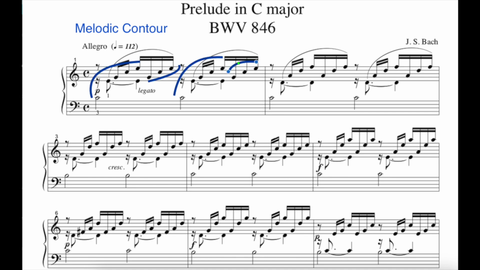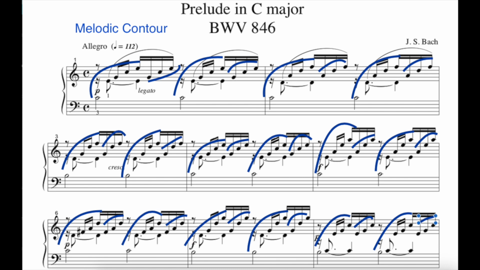If you look at the entire first page of this piece, in fact, 95% of this piece, I would say, there's like 2 measures that divert from it, it follows this exact same pattern of we go up, and then we go up a little bit, and then we start the pattern over again. And then we do the same exact pattern with a different series of notes. So this is a perfect example of how melodic contour can help us to learn a piece.